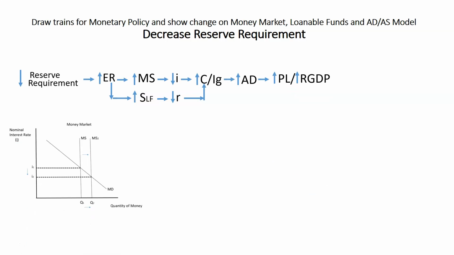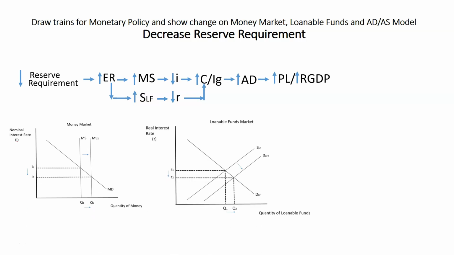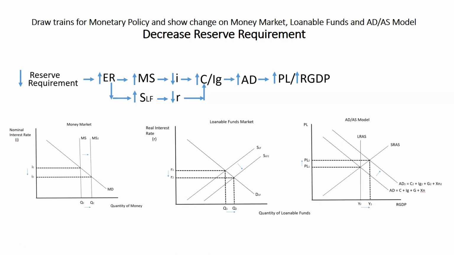Graphically, what we're looking at here is you would have an increase in the money supply, which is going to then show that increase in the supply of loanable funds. And lastly, you have an increase in the ADAS model.